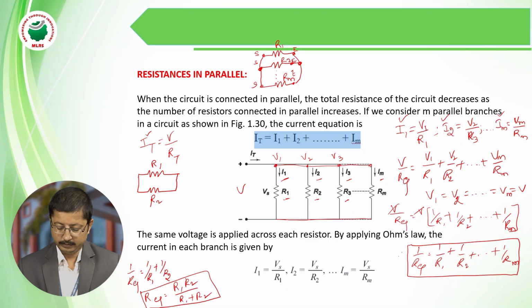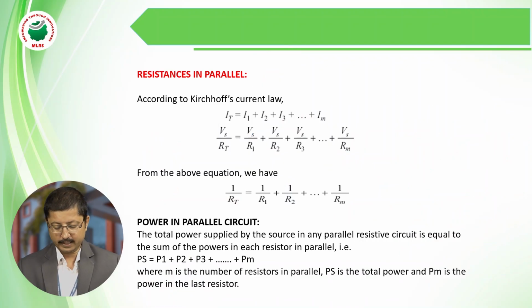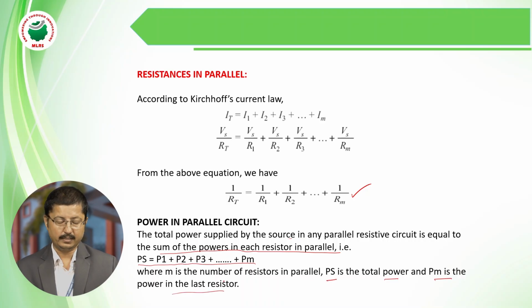So now we can see the powers also. This is the expression we have already seen. The total power supplied by the source in a parallel circuit equals the sum of the powers in each resistor in parallel. So PS, the source power, equals the sum of individual powers, P1 plus P2 plus P3 up to PM, where M is the number of resistors connected in parallel, PS is the total power, and PM is the mth power in the last resistor. So these are the resistors connected in series and parallel.